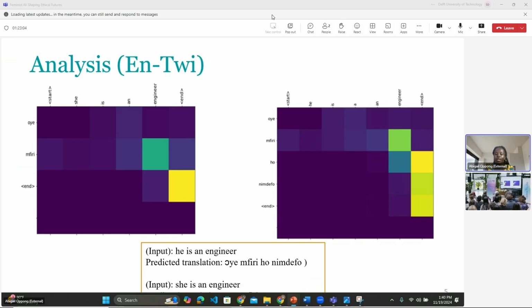When it comes to sentences like he's an engineer, he's a doctor, pronouns associated with high profile jobs, the system tends to ignore the other gender, and sometimes gives an inaccurate translation. Over here, you can see we have she's an engineer and he is an engineer. On the left-hand side, there is less attention given to the engineer, and on the right-hand side, when it comes to the engineer, he has more attention.